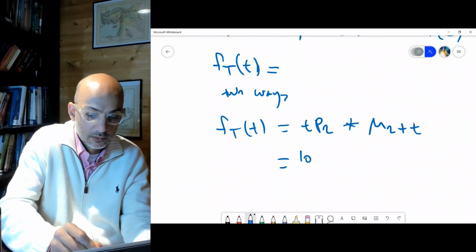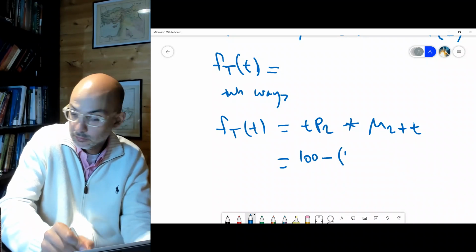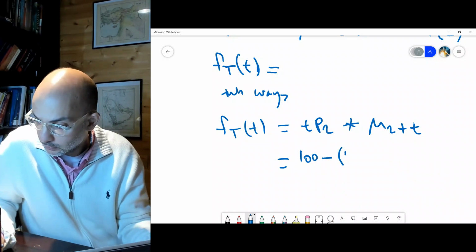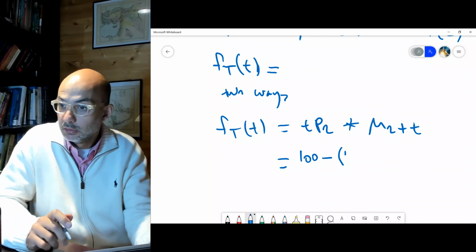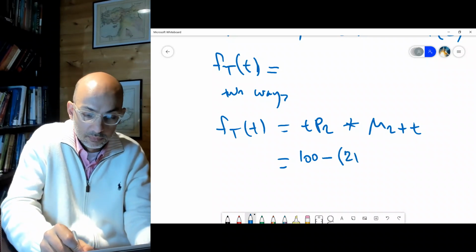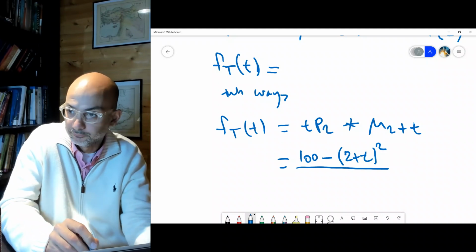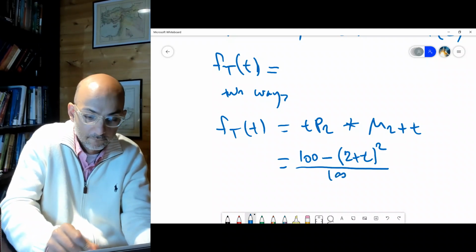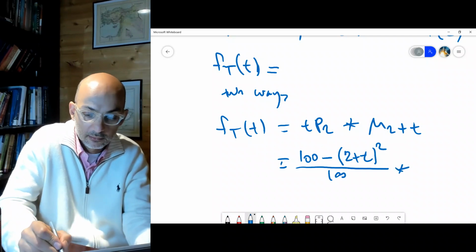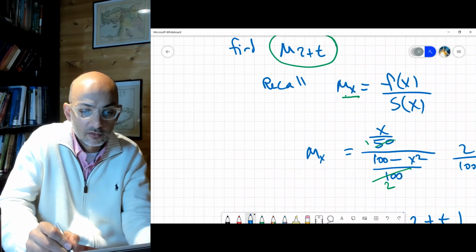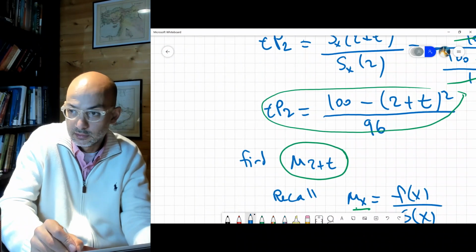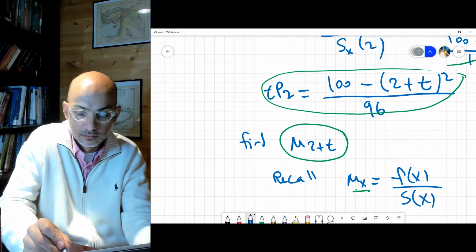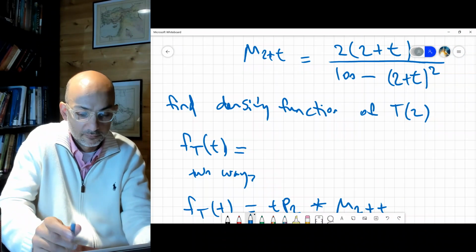It is 100 minus t. Instead of going back and forth, even my notes, I don't know what I wrote in my notes. Yeah, 100, 2 plus t raised to 2 divided by 100. Let me go back. You see where I got it? Just make sure I got it, 100. Oh, divided by 96. You see, I made a mistake here. Divided by 96. 2 plus t divided by 96.